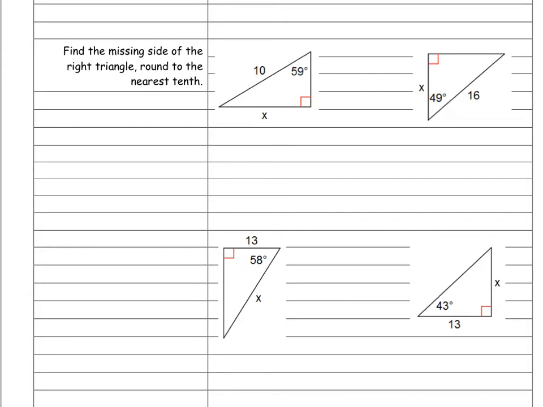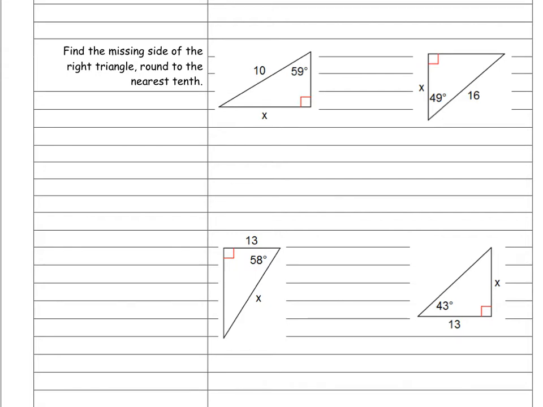So we're going to solve. It says find the missing side. So I only have to find one side. It doesn't say sides. It doesn't say solve the triangle. It just says find the missing side of the right triangle, and round to the nearest tenth. That's 1 decimal place. So I need to round to 1 decimal place.